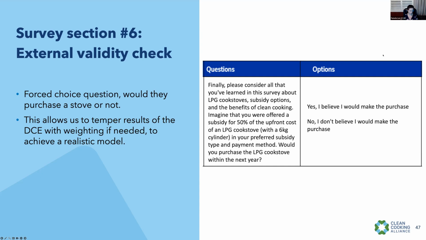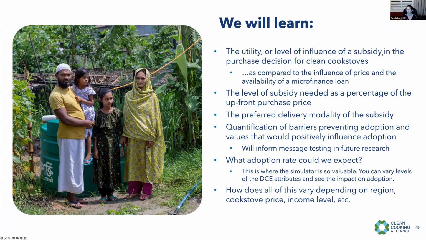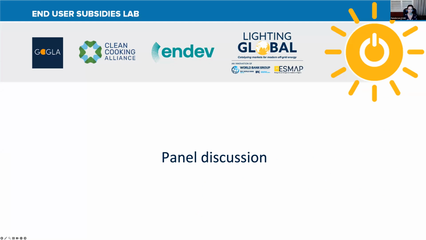And then final slide, Colin, and I know we're running out of time for questions. Apologies for that. Essentially, I've kind of gone over all this. We're going to learn the ideal subsidy type and amount, preferred delivery modality, and we'll be able to quantify barriers and benefits and see what kind of adoption rate we could expect by using that simulator tool and varying different things. Also get results segmented how you want in different regions, different types of cook stoves and income levels and so on. So I've gone a few minutes past my time. I want to make sure we have time for questions. So Colin, back to you.